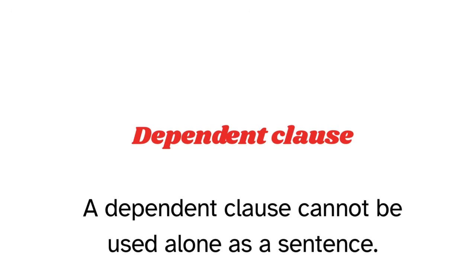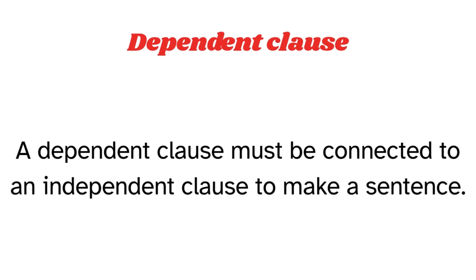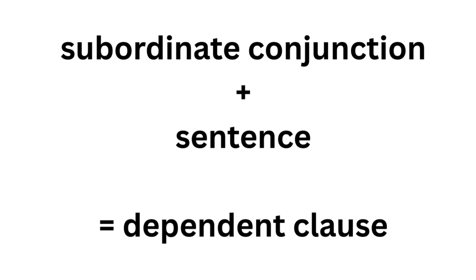Dependent clause. A dependent clause cannot be used alone as a sentence. A dependent clause must be connected to an independent clause to make a sentence. Adding a subordinate conjunction to an independent clause makes it a dependent clause.